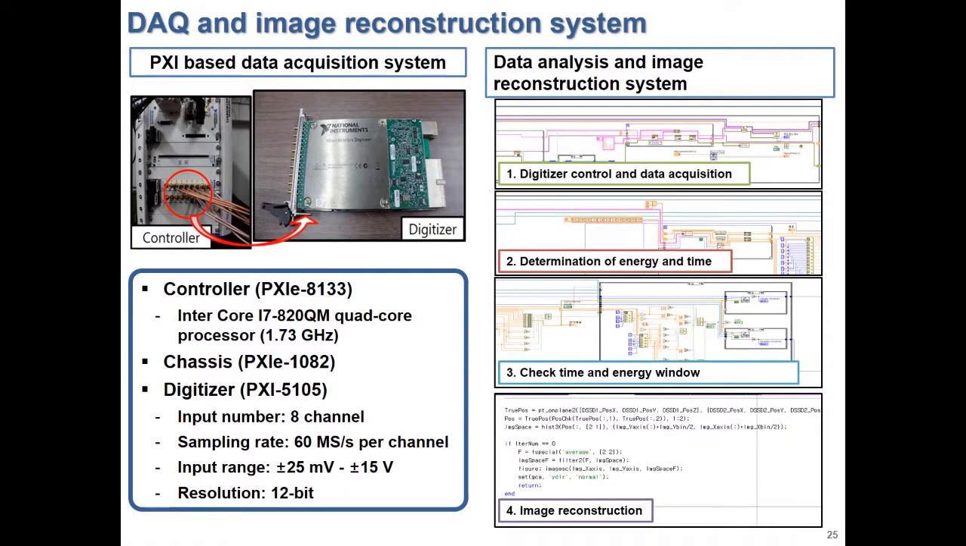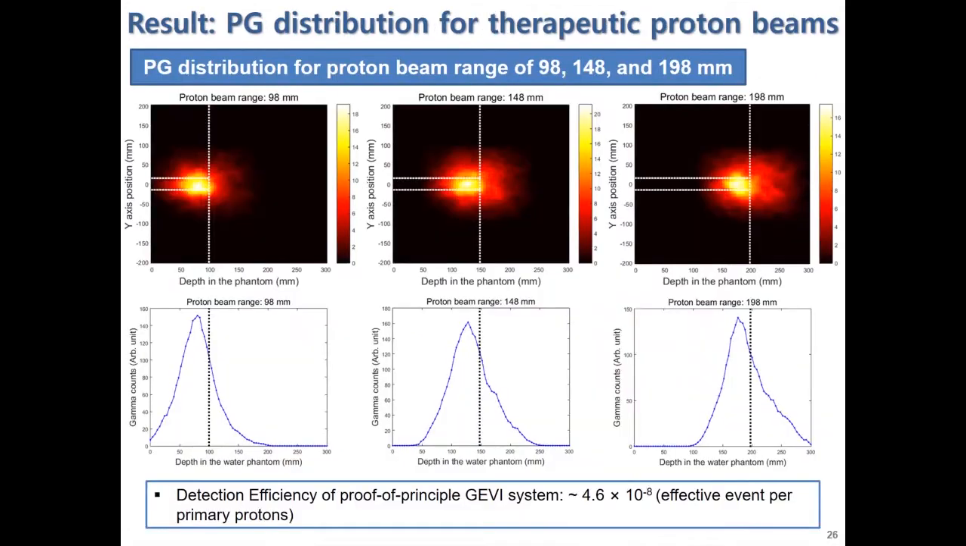We developed a DAQ and image reconstruction system. Using the digitizer, we converted detector signals to digital signals. With the data analysis program, we determined the effective event in energy and time window and reconstructed the 2D image using the line back projection algorithm. The performance of the proof-of-principle GEVI system was evaluated using therapeutic proton beam, and it was confirmed that the beam range can be monitored accurately.